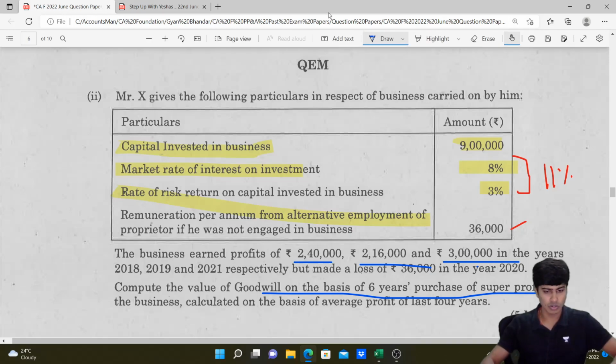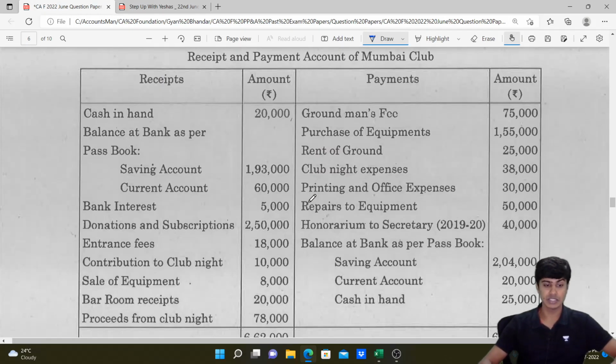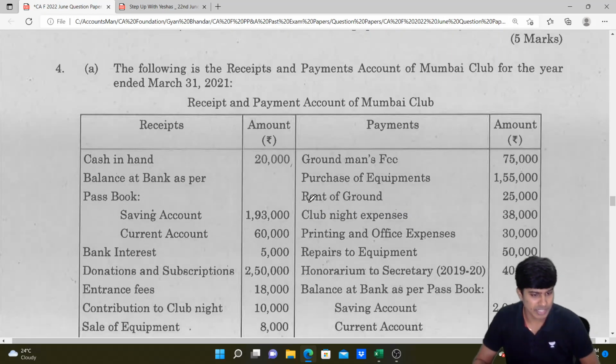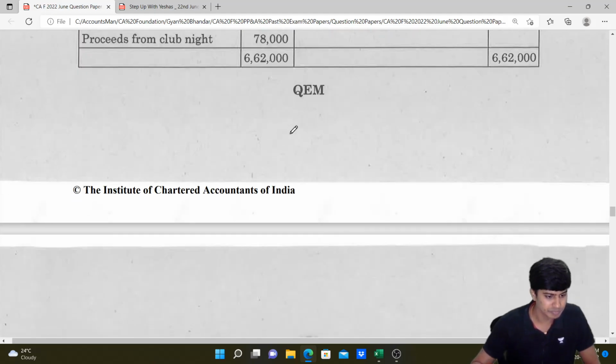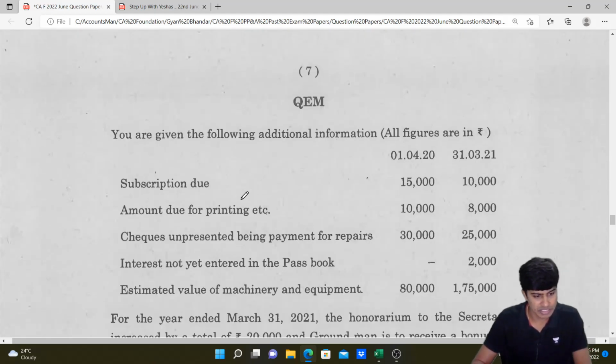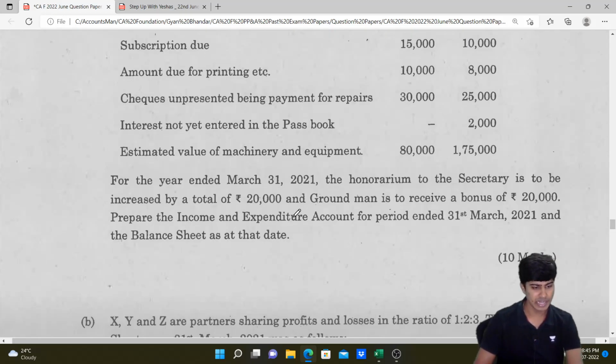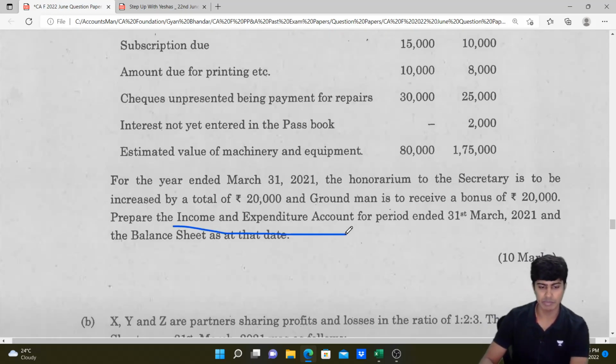This is a question on a not-for-profit organization. Let's do it. Following is the receipts and payment account of Mumbai Club for the year ended 31st of March 2021. The receipts and payment account is given. What should we be doing? They have given some additional information also. Read the last line. They're asking us to prepare the income and expenditure account and balance sheet. No problem.